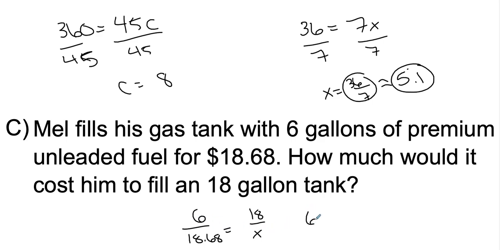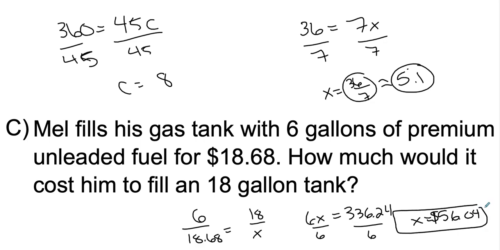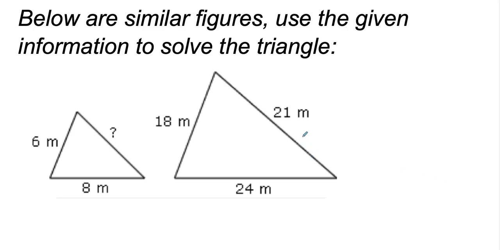So cross multiply 6x, 18 times 18.68 is 336.24, and then we just divide both sides by 6, and we get x equals 56.04. So $56.04 for that 18-gallon tank. All right. Like I said, you could do this any way you want to. This is the answer we have to arrive at, 56.04. Okay. So if we're looking at two shapes, we have to figure out if they're similar or not.